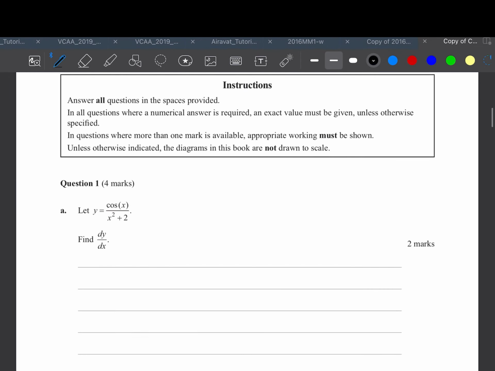Okay, so question number 1, so we have y equals to our function over here, and now what we are asked to do is to differentiate. Okay, so we can just simply use quotient rule for this question over here.